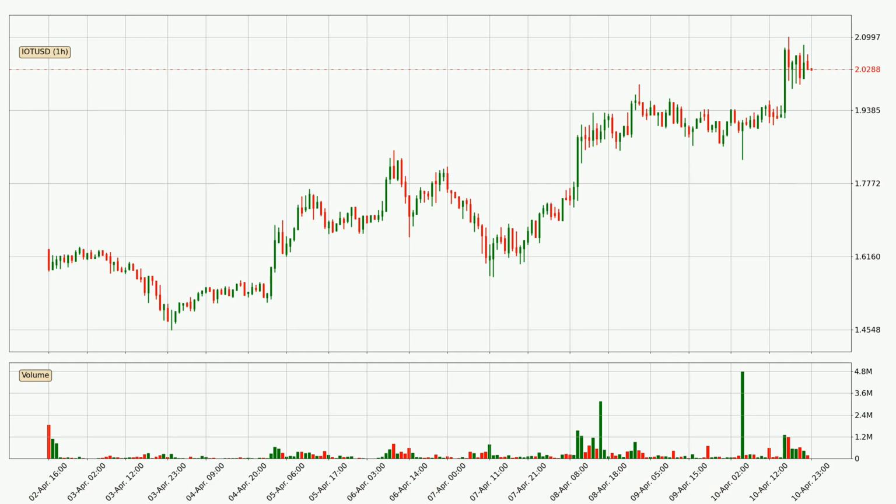description. Looking at the IOTA hourly time frame, the price moved quickly to the upside with around 8.9% in the last 24 hours, with a current price of 2.03. The volume was also high, showing that this move was strong and the buyers are taking over.